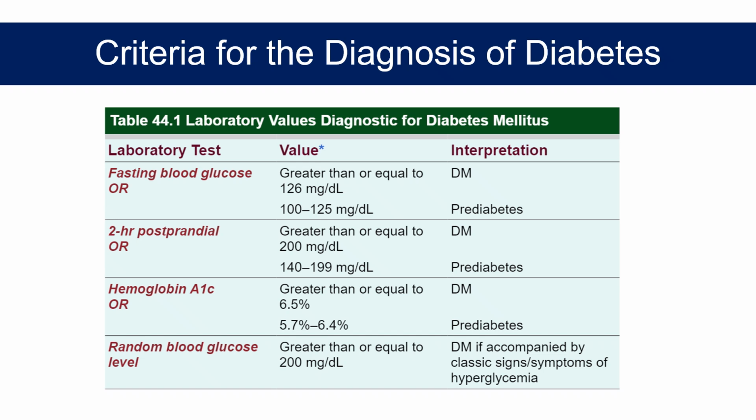Then we have our random blood glucose level, so you're not fasting, you may have just eaten, you may have not, and if it's greater than 200, and you have other signs and symptoms of hyperglycemia, like maybe those 3 Ps, then they may also say that you have diabetes. So these numbers are very important to know.